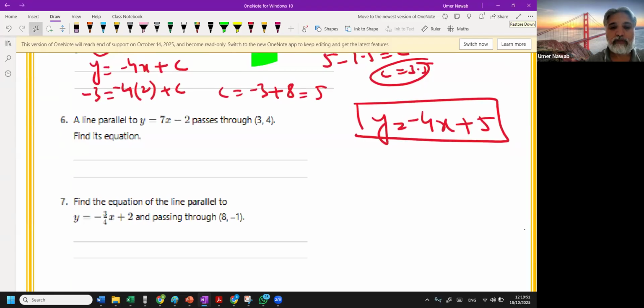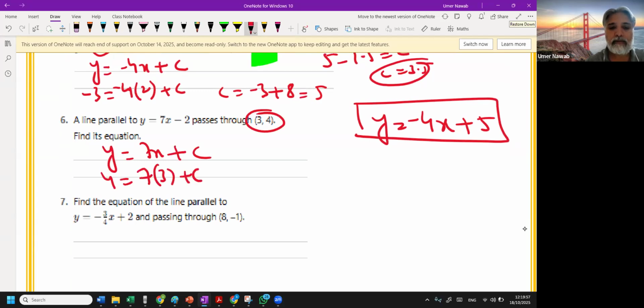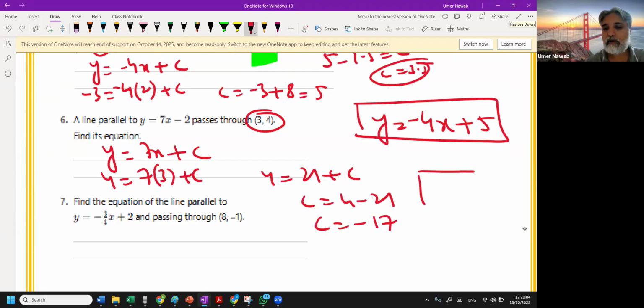I want to write the equation of this line. y is equal to 7x plus c, through the point (3, 4). So 4 equals 7 times 3 plus c. So 4 is equal to 21 plus c. c is equal to 4 minus 21. So that will give you negative 17. The equation of the line is y is equal to 7x minus 17.